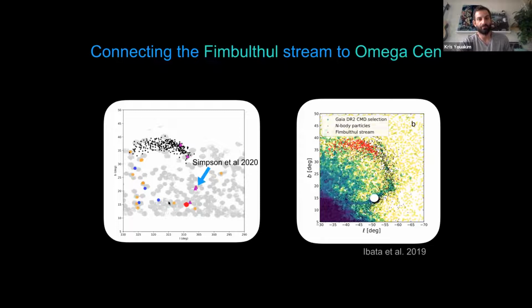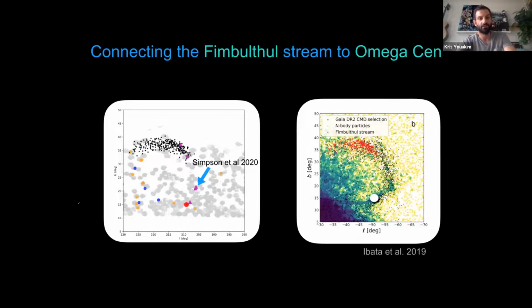So here, somewhat surprisingly, we're seeing a lot of the candidates on the other side. So not where the simulation would predict the stream to be, but on the other side, on the trailing end. So these are very recent results, and I'm investigating exactly what this means, but this is potentially another very interesting connection between omega-sen and this film-Bothel stream.